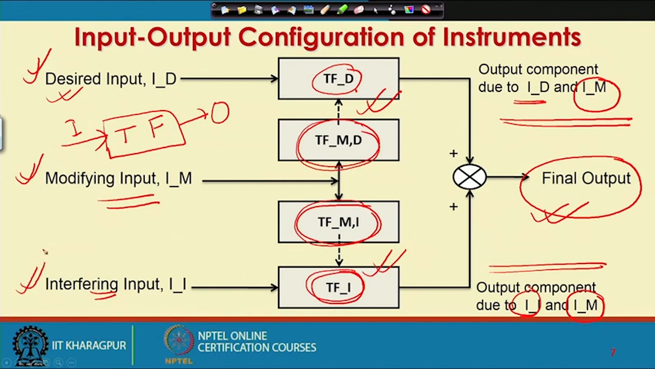So, for benefit of analysis, we have introduced these transfer functions. Sorry, this is transfer function for desired input, this is transfer function for interfering input. Now, modifying input affects both desired input as well as interfering input. So, transfer function for modifying input has a component for desired input, and also a component for interfering input. So, these two transfer functions give you an output component for desired input and modifying input, and these two transfer functions give you an output component for interfering input as well as modifying input, and the final output becomes an algebraic sum of all these four inputs.